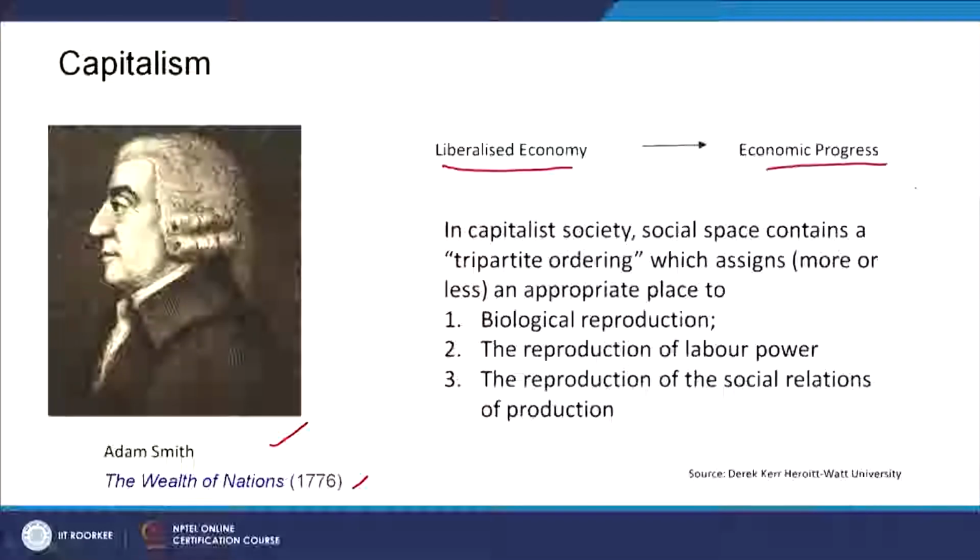And it is related to how Lefebvre related this capitalist economics and capitalist ideology to social space, because he brings a tripartite ordering which assigns more or less an appropriate place to, number one, biological reproduction, number two, the reproduction of labor power, and number three, the reproduction of social relations of production. So basically he is talking about the biological aspect, the reproduction of labor power, and the social relationships within it.